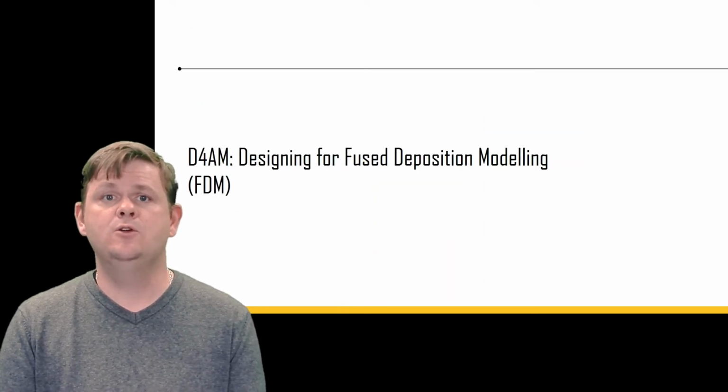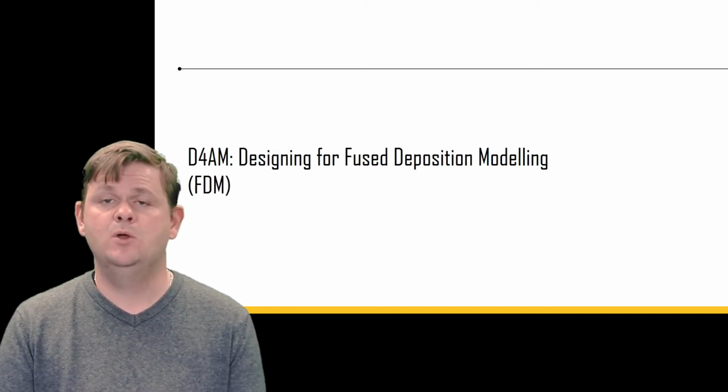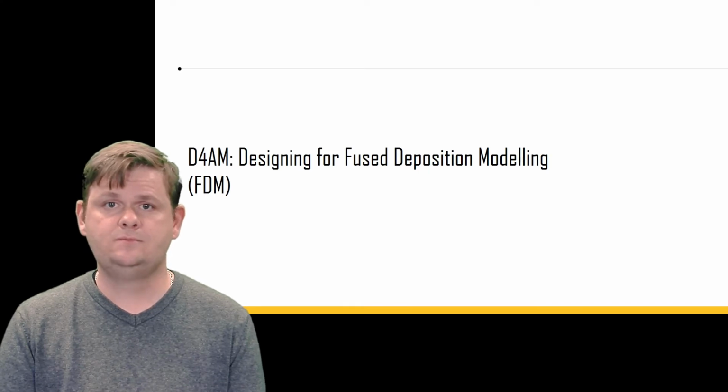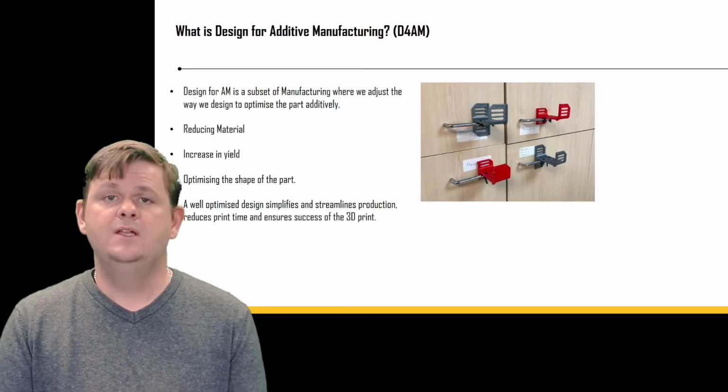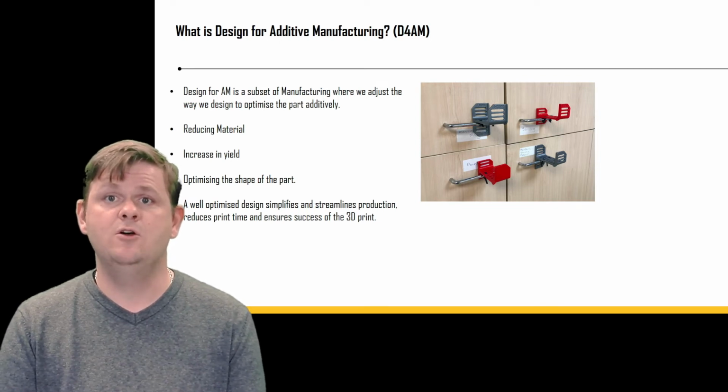We are now going to take a look at design for additive manufacturing, specifically design for fused deposition modelling or FDM prints. Design for additive manufacturing is a subset of manufacturing where we adjust the way we design in order to optimise the part additively for 3D print.